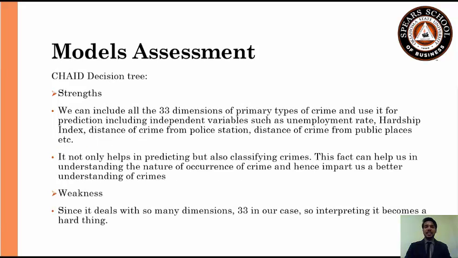Finally, the CHAID decision tree. The strengths of this include using all the 33 dimensions of the primary type of crime for predicting, including independent variables such as unemployment rate, hardship index, distance of crime from the police stations, and distance of crime from public places. It not only helps in predicting but also classifying crimes. This can help us in understanding the nature of occurrence of crime and hence give us a better understanding of the crimes. The only weakness of this model is that since it deals with so many dimensions, 33 in our case, interpreting it becomes hard.